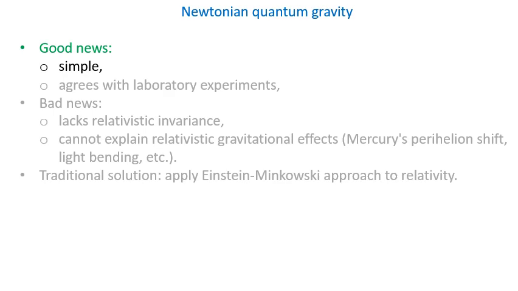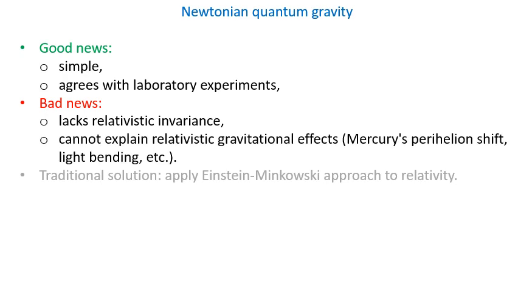So, let me summarize the story of Newtonian quantum gravity. First, this theory is simple. Its quantum predictions agree with laboratory experiments. But it also has obvious drawbacks. First, the theory is non-relativistic. And second, it cannot explain such well-known gravitational effects as the Mercury perihelion shift and light bending, etc., etc.